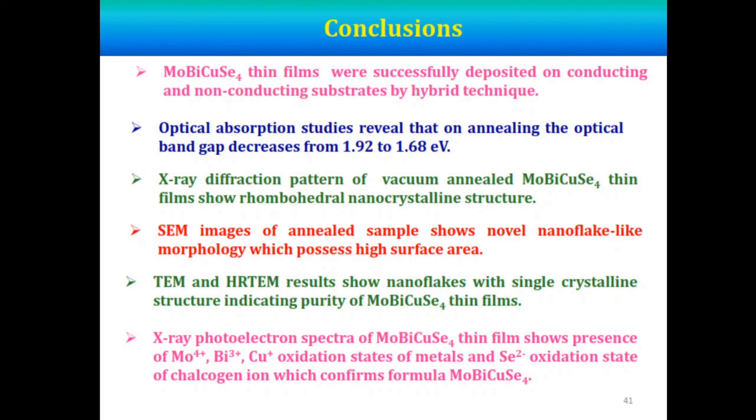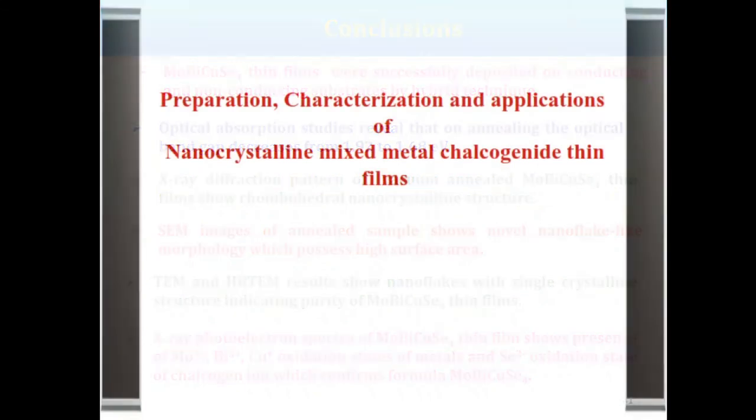X-ray diffraction pattern of vacuum annealed MoBiCuSe4 thin films shows rhombohedral nanocrystalline structure. AFM images of annealed sample show nanoflake-like morphology which possesses high surface area. TEM and HRTEM results show nanoflakes with single crystalline structure indicating purity of MoBiCuSe4 thin films. X-ray photoelectron spectra of MoBiCuSe4 thin film shows presence of molybdenum, bismuth, copper oxidation states of metals and selenium oxidation state of chalcogen ion, which confirms formula of molybdenum bismuth copper selenide thin films.